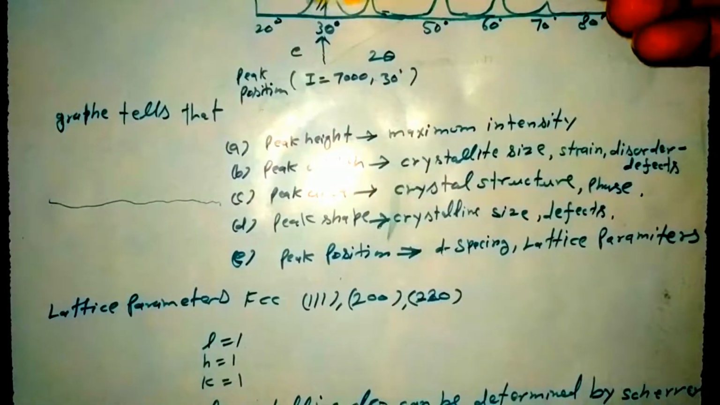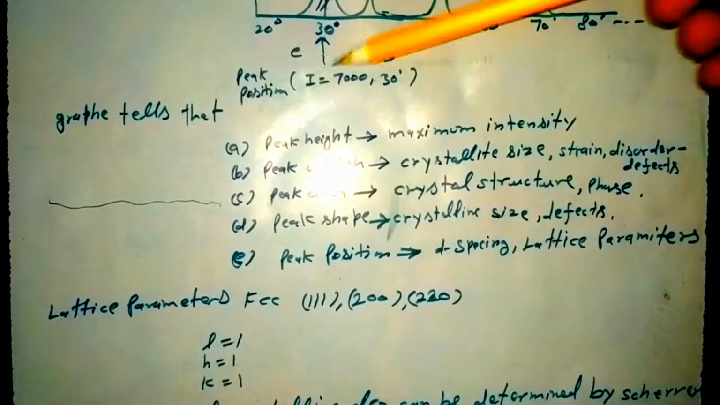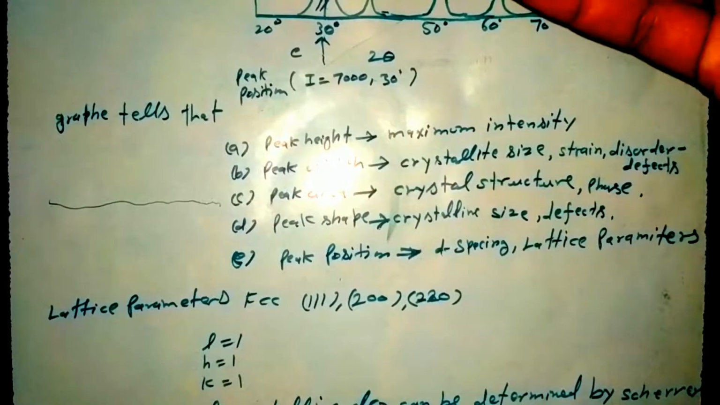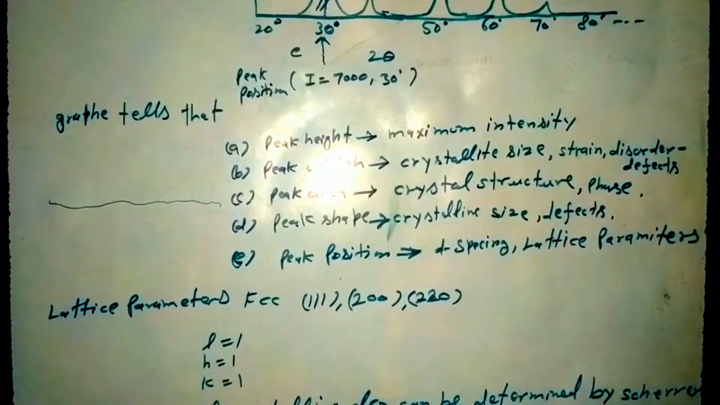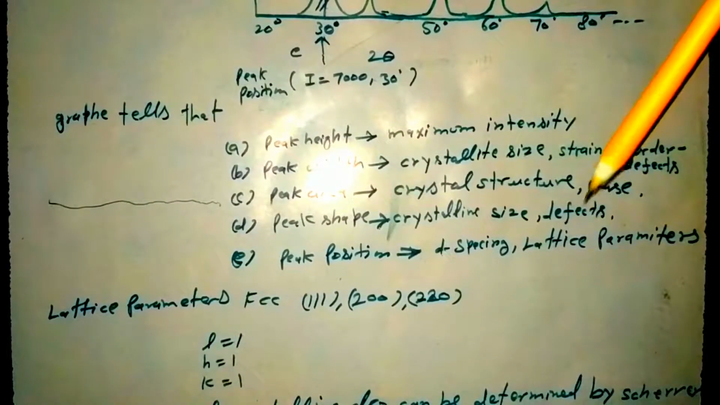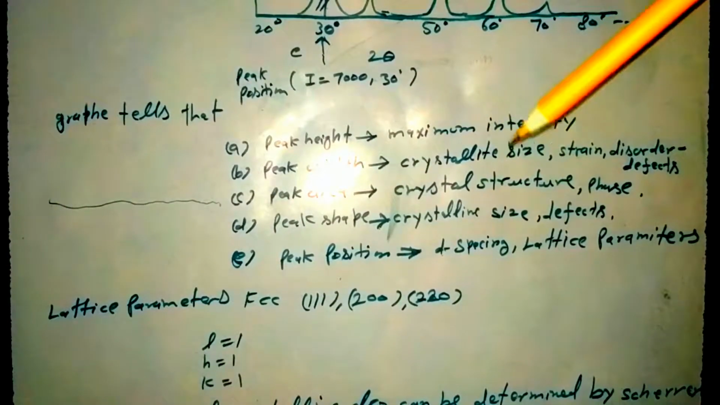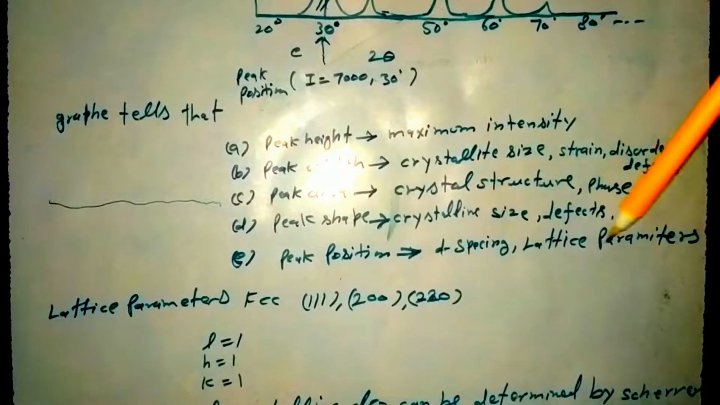The shape of this peak tells about the crystalline size and defects. The position of the peak, at 30 with a maximum height of 7000, tells about the d spacing, the spacing of the atoms, atomic packing, and the arrangement of atoms inside the copper crystallite. Lattice parameters, like we used in the last segment, r equals a over 2 root 2. So lattice parameter a is also determined by this graph. Copper has a face-centered cubic crystal structure.